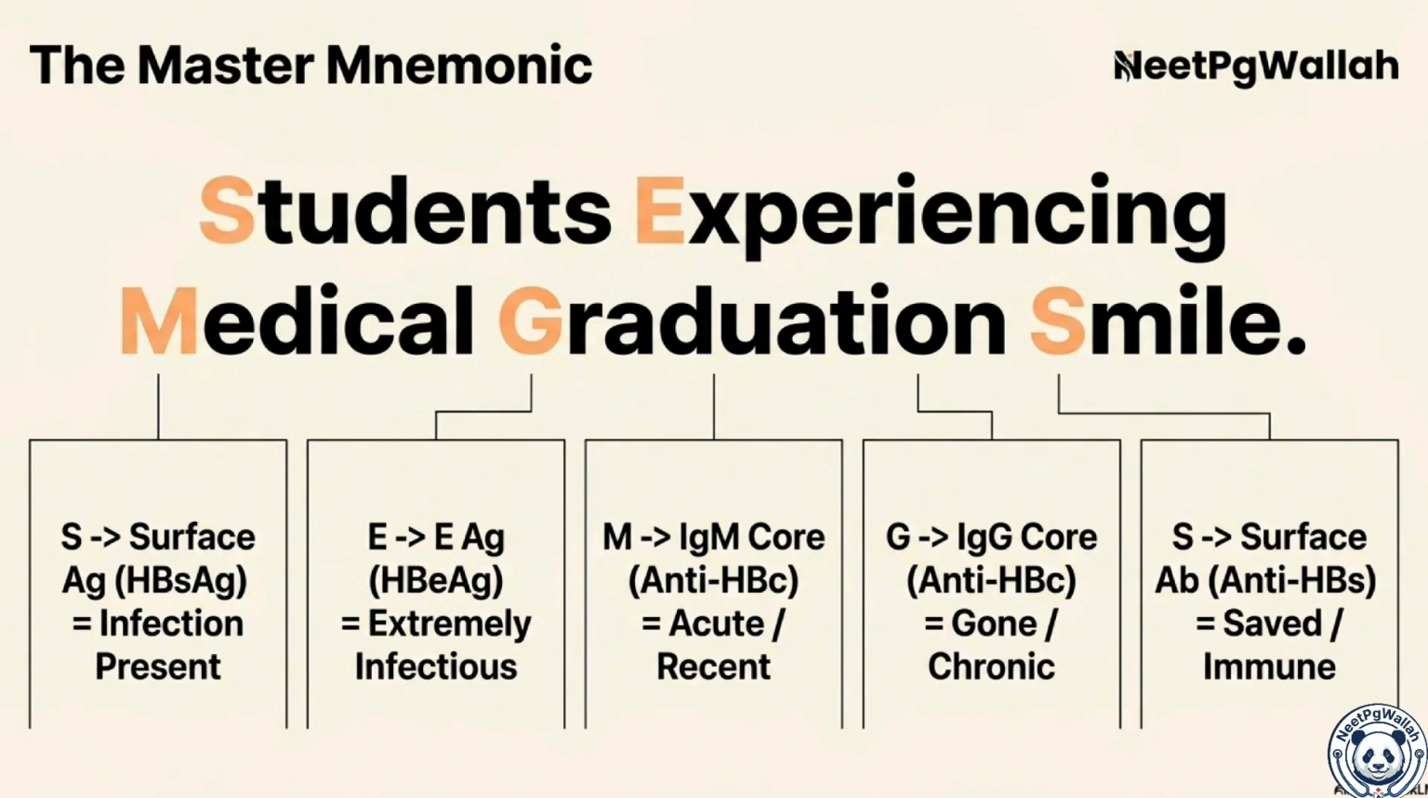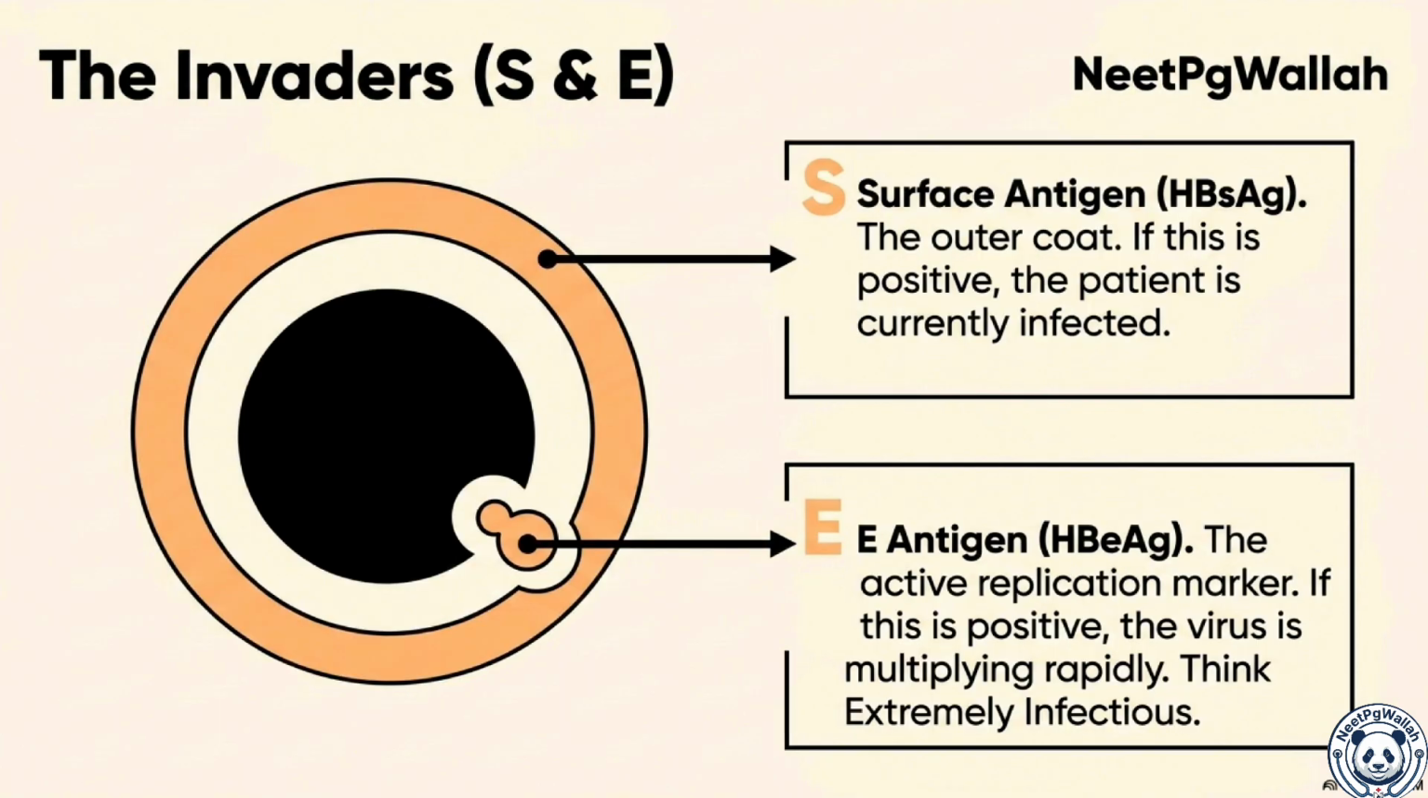Over the next few minutes, we're going to break down every single letter of this mnemonic so you don't miss a single point. By the end of this explainer, these 5 letters will honestly be the only cheat sheet you'll ever need. Okay, let's start with the first 2 letters, S and E. I like to call these the invaders because they represent the actual virus parts.